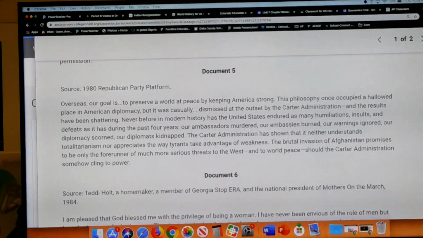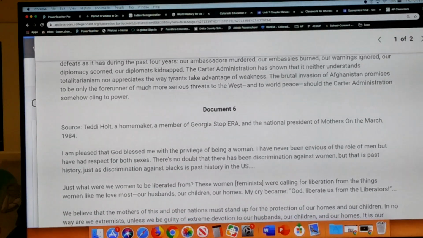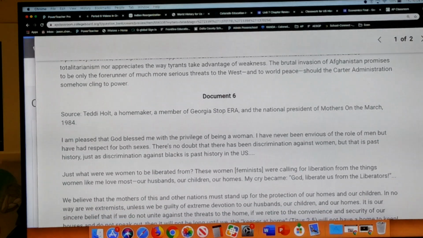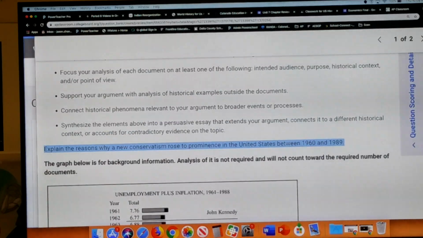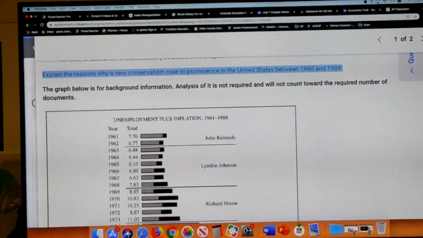Okay, document 5, the Republican Party platform. Document 6, Teddy Holt, a homemaker and a member of the Stop ERA, Stop Equal Rights Amendment push, right? So you got 6 documents there plus the graph. All the documents come from conservative sources, so they give you some reasons.